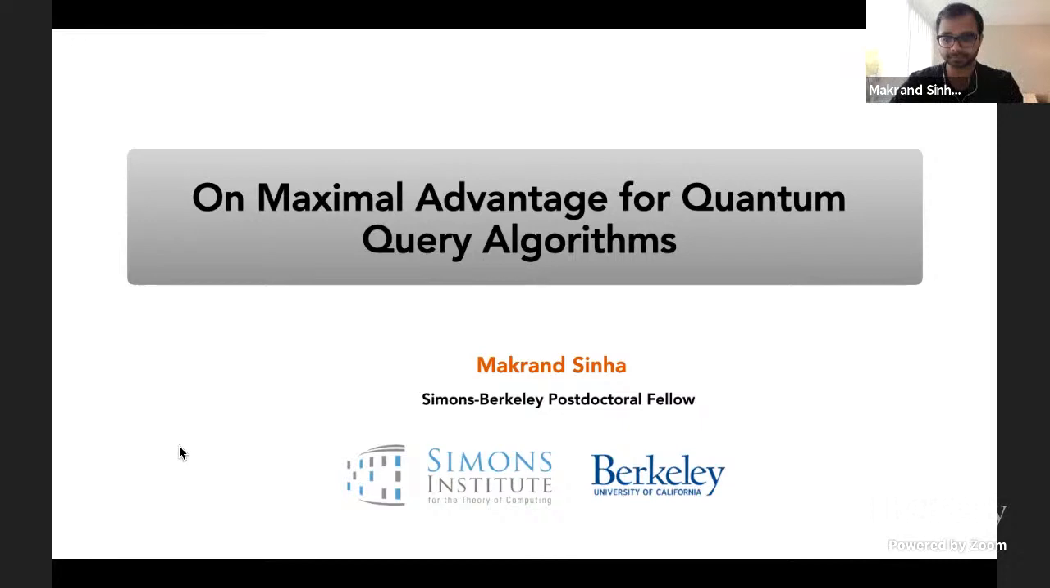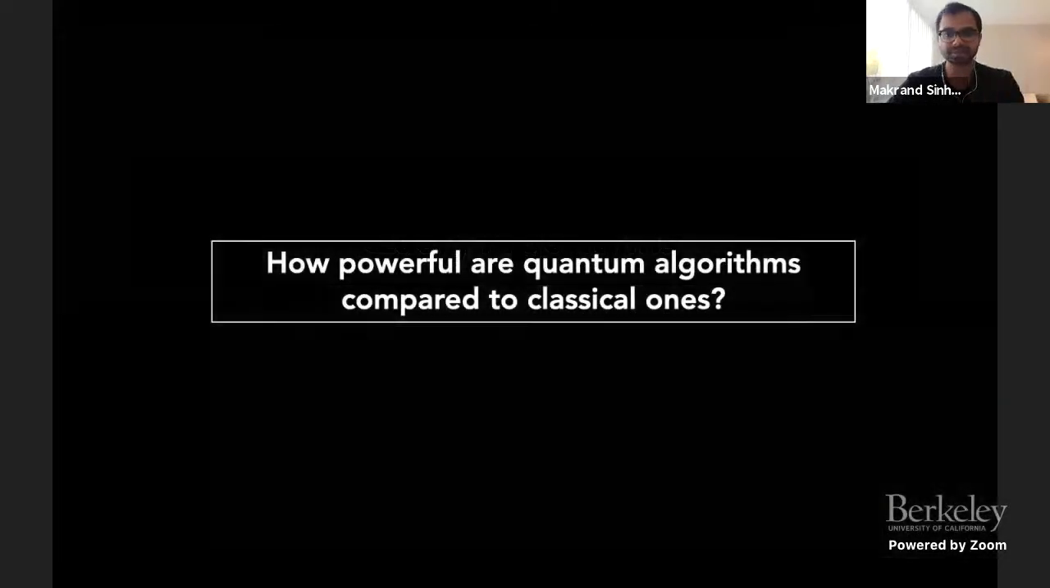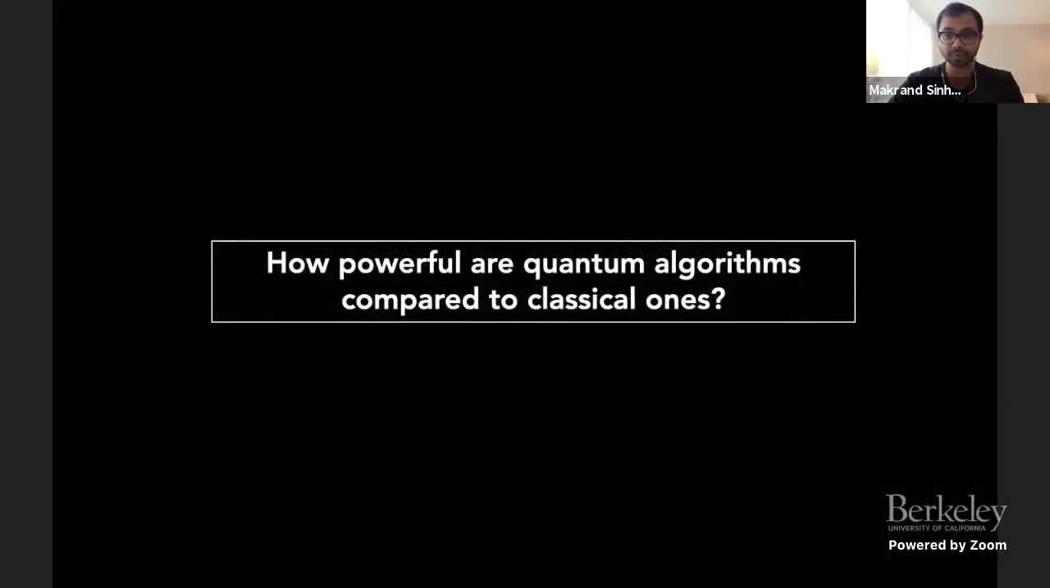Hi, so I'm Makrand, and I'm a SEMS Berkeley postdoctoral fellow, and I will talk about maximal advantage for quantum query algorithms. The main question here is understanding the power of quantum computing, especially in relation to long-term perspectives, because we know that quantum algorithms can do certain tasks that we don't know how to do classically, like factoring large integers, but there's still a lot that we don't know about what we can do with it in the long term. One aspect of this question is designing better quantum algorithms, but the other aspect, which is often much harder, is to rule out all classical algorithms to solve your problems, at least in an efficient way.